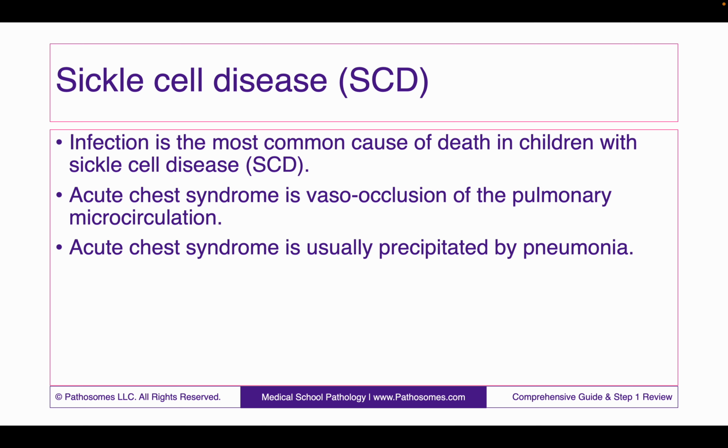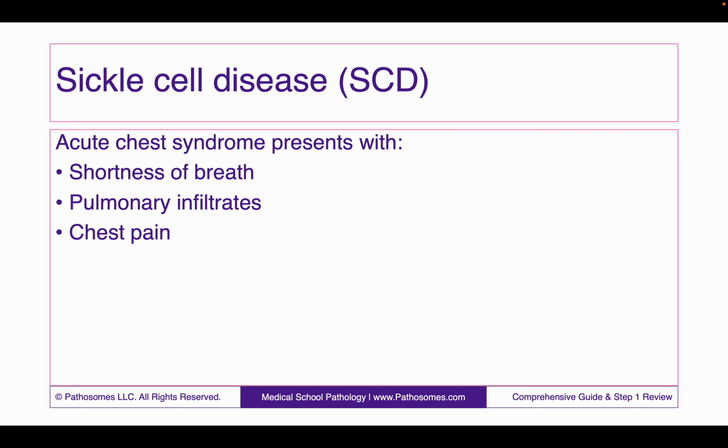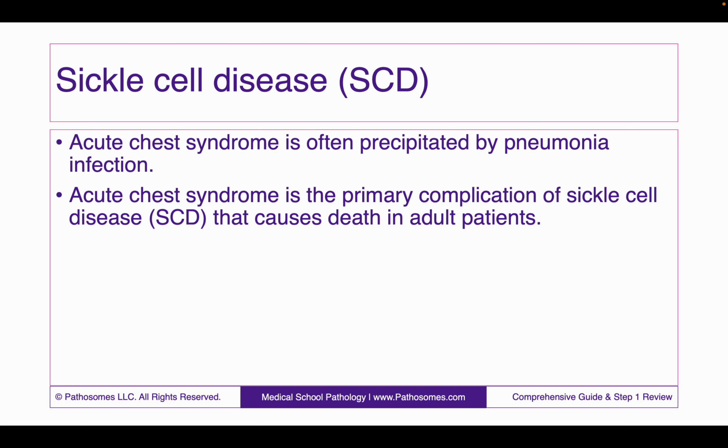Acute chest syndrome is vasoocclusion of the pulmonary microcirculation, and it is usually precipitated by pneumonia. Acute chest syndrome presents with shortness of breath, pulmonary infiltrates on radiology, and chest pain. It is often precipitated by pneumonia infection. Acute chest syndrome is the primary complication of sickle cell disease that causes death in adult patients.